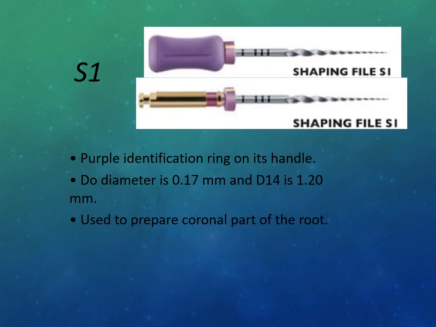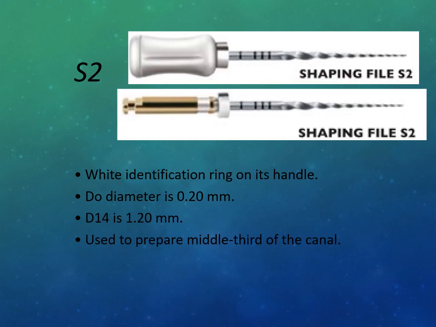Next is your S1, and it has a purple identification ring on its handle. D0, the tip diameter, is 0.17, and D14 is 1.20. It is used to prepare the coronal part of the root. Same as SX, it mainly focuses on the coronal part preparation. And next is your S2. S2 has a white identification ring on its handle. The tip diameter is 0.20, and D14 is 1.20. It is used to prepare the middle third of the canal.